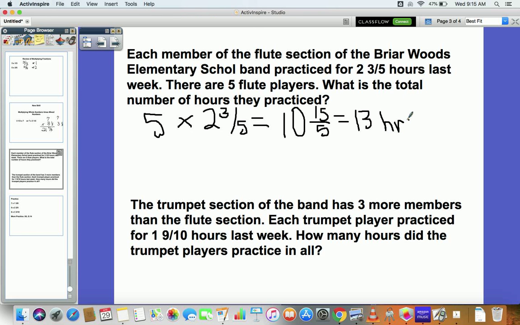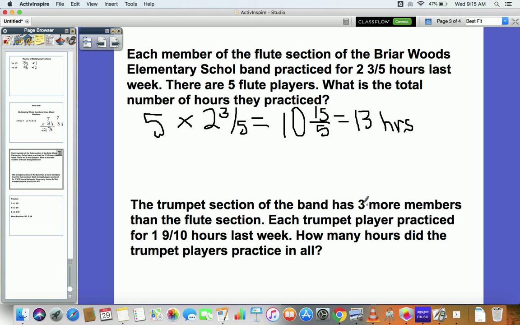Now it tells us, in the second problem, the trumpet section of the band has 3 more members than the flute section. Each trumpet player practiced for 1 9/10 hours last week. How many hours did the trumpet players practice in all? Okay, so think about that one for a second. You can pause the video.